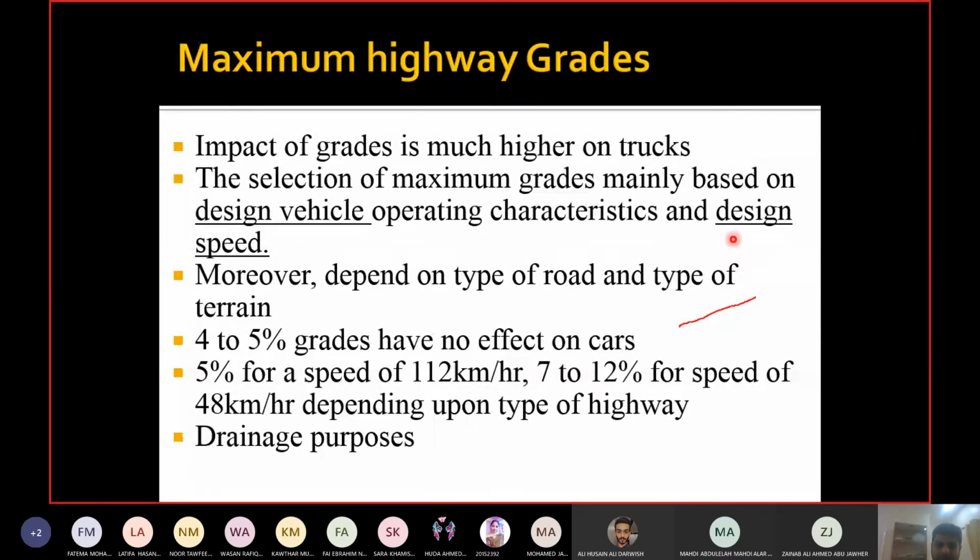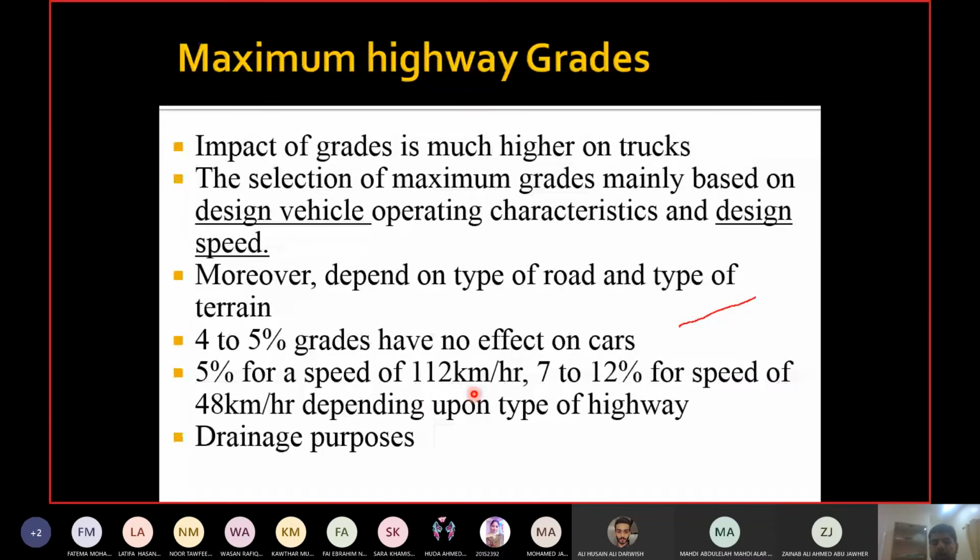Okay, up to 5% gradient, cars have no problem. Cars don't have any problem in acceleration, deceleration, or braking if the gradient is up to 5%. So only up to 5% do you have to consider what will be the effect on trucks. At a gradient of 5%, you can go to the maximum speed, which is 112 km per hour. But when you increase it more than that, then even the cars will have to reduce their speed, because then they will face the same problem.